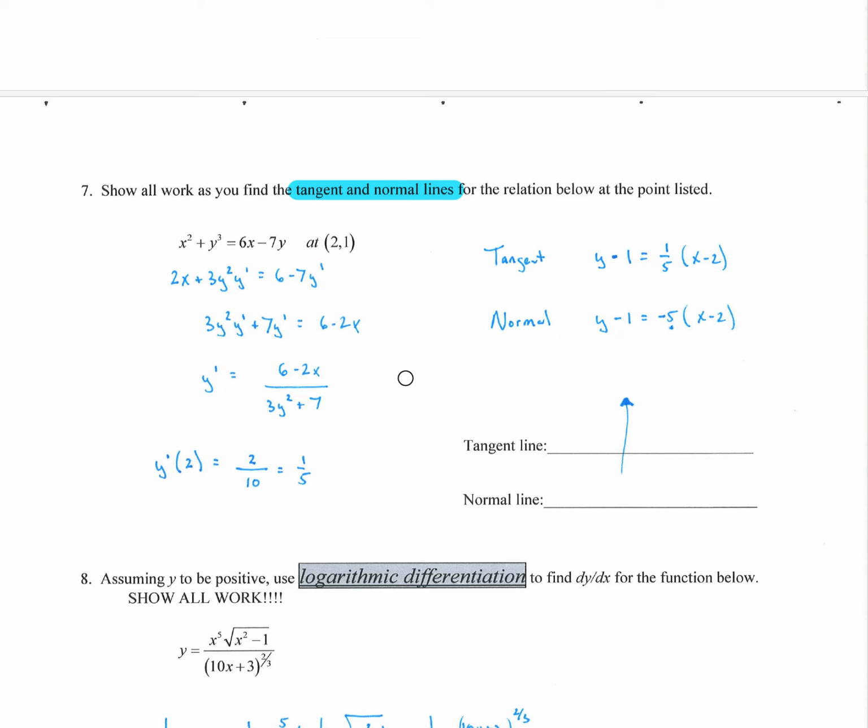Remember, the normal line is the opposite reciprocal slope. It's also perpendicular. It's also called orthogonal. All those words mean the same thing. And so since the tangent line has a slope of 1/5, our normal line is going to have a slope of -5.